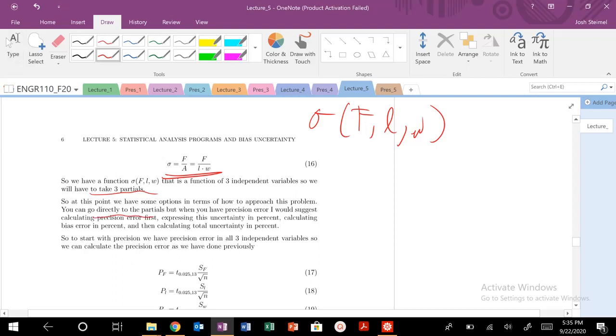So you could go directly into the partials and calculate their precision error, but I would suggest always dealing with precision error first. And then we want to express this in terms of the precision error in terms of percent. Why do we want to do that?